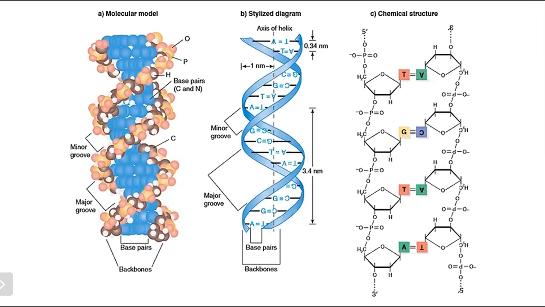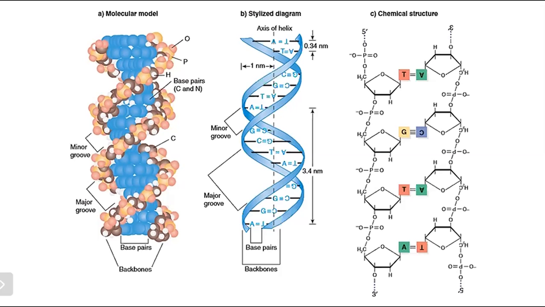In the third diagram, which shows the chemical structure, you can see the two strands of the DNA. The backbone is made up of alternate sugar phosphate molecules, and in the center you can see the nitrogen bases. Now you know the backbone is made up of phosphodiester bonds, which I already showed. In the center, the nitrogen bases are linked by hydrogen bonds.